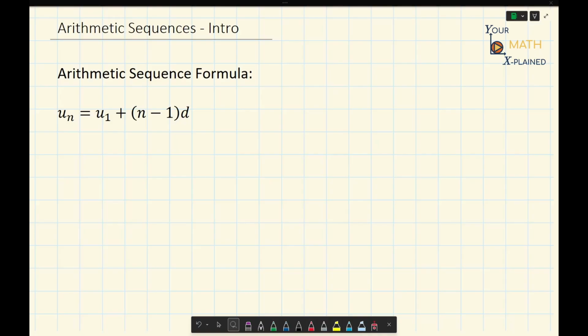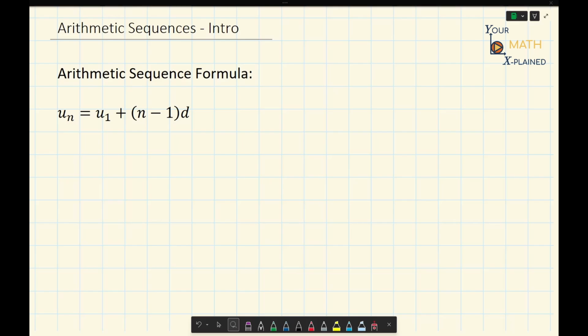So in order to look at the shortcuts, we need to first define our terms. Now, a sequence is simply an ordered list of numbers. And the word arithmetic just means that the transition from one number to the next always uses a basic addition or subtraction. And this fixed amount that we add each time is called the common difference.